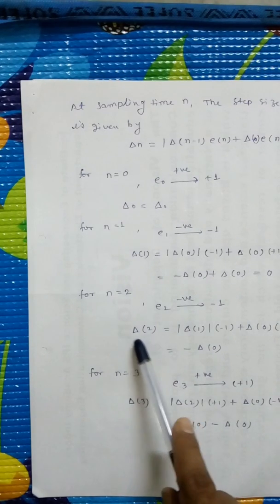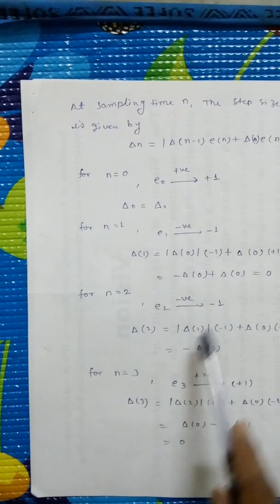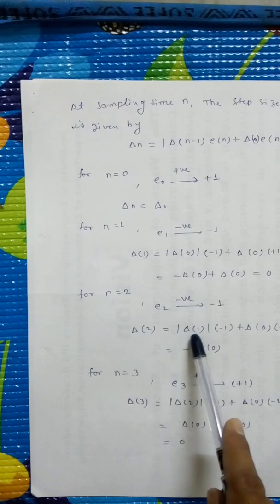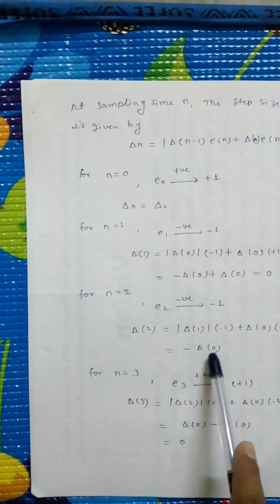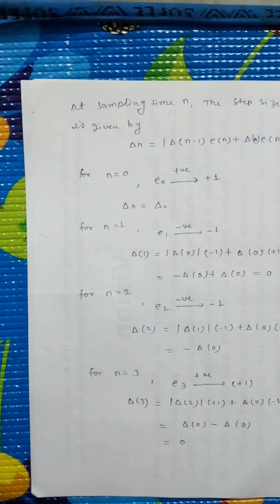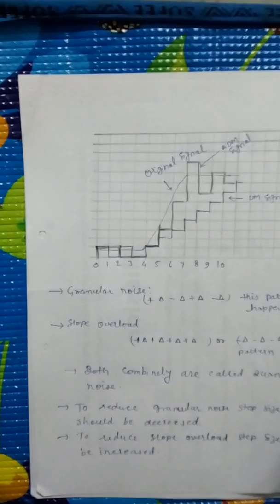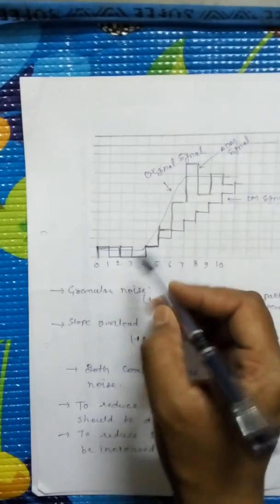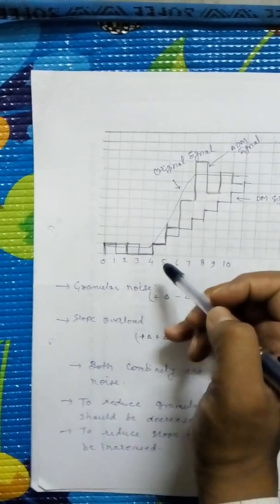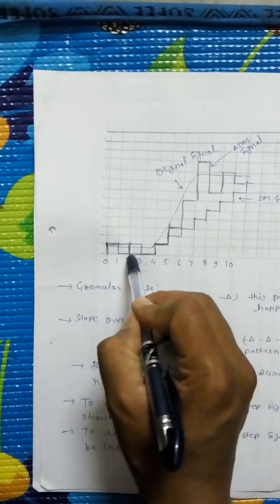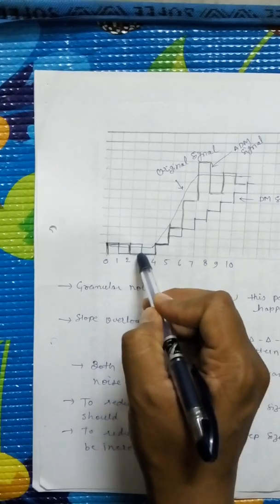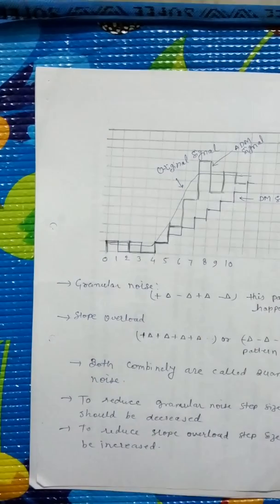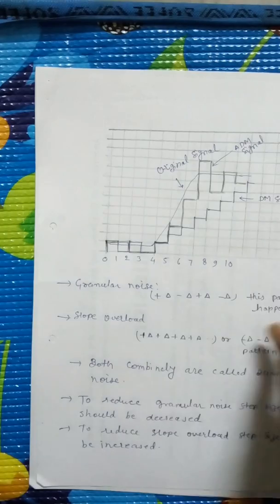Then we calculate delta 2, again using a similar formula. In this way delta 2 will be minus delta 0. So our step size will be decreased by delta, minus delta. So here the step size is decreased. Now we are here at n equal to 3.